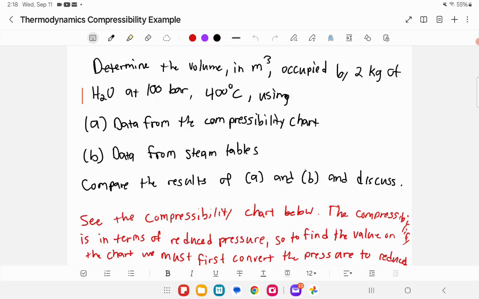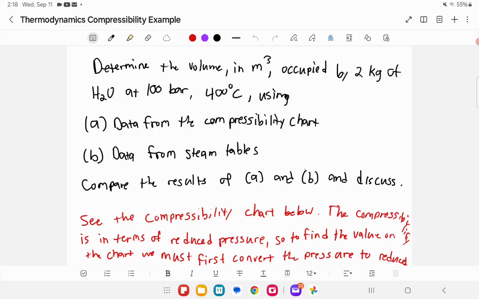Okay, so what we're going to do is go off of the chart and then off of the tables to compare our results, to see that because the chart becomes like a model of the ideal gas, it's a pretty good model because it matches nicely with other data. Okay, so let's take a look.